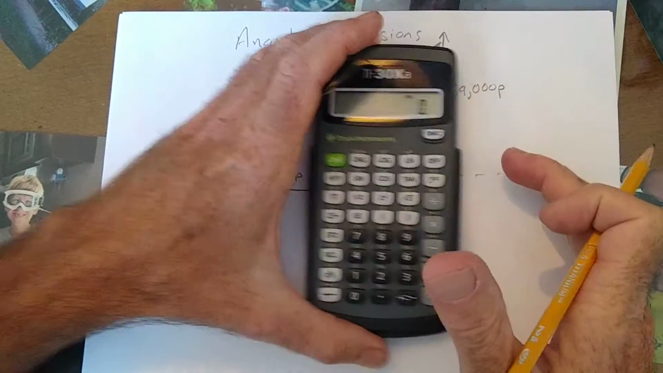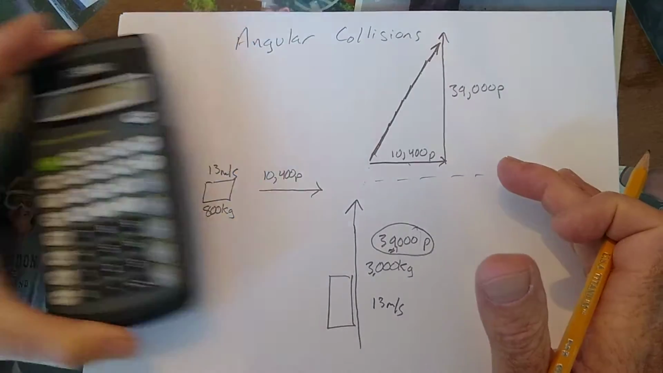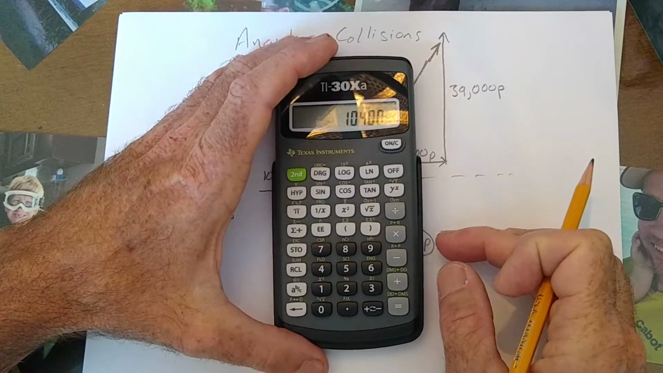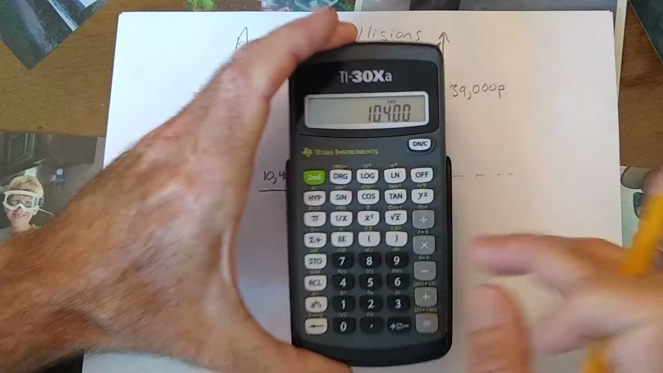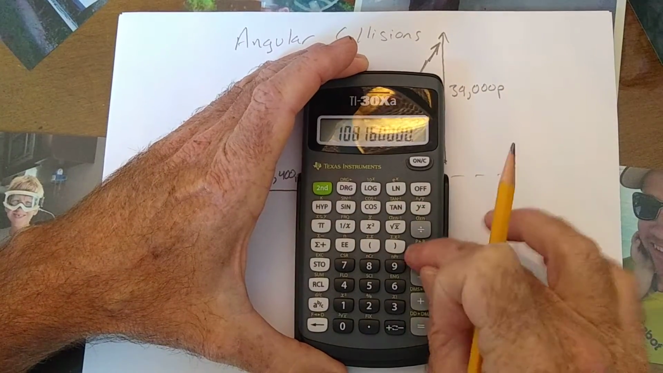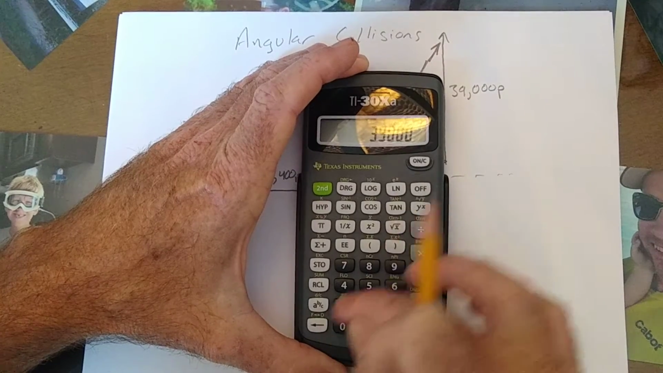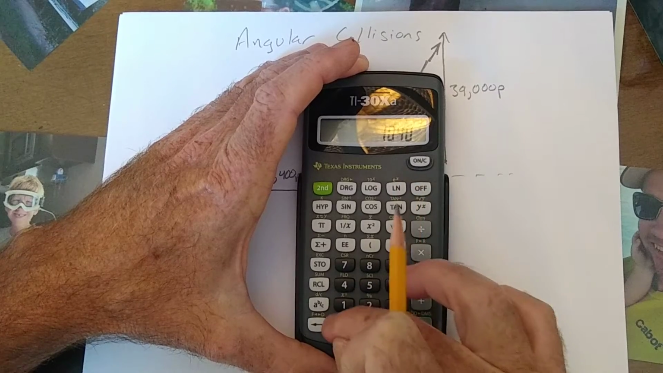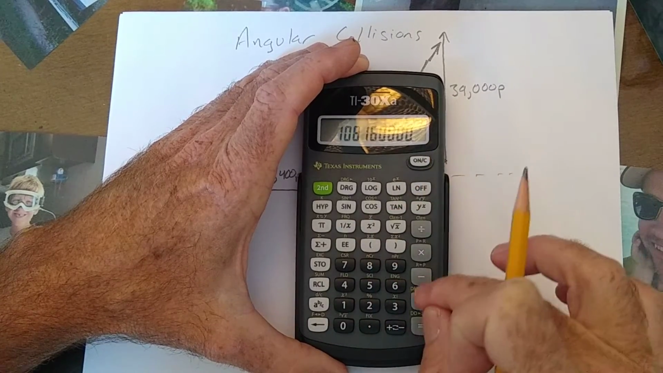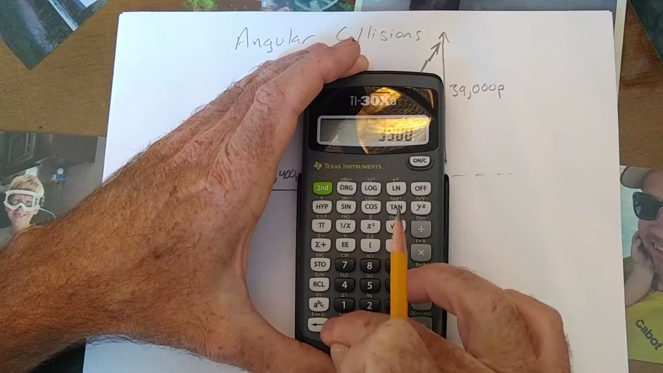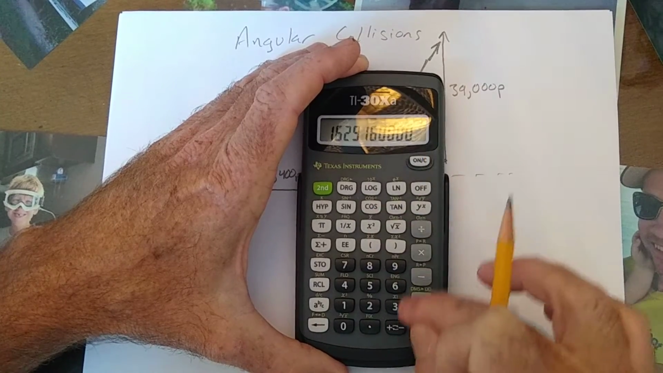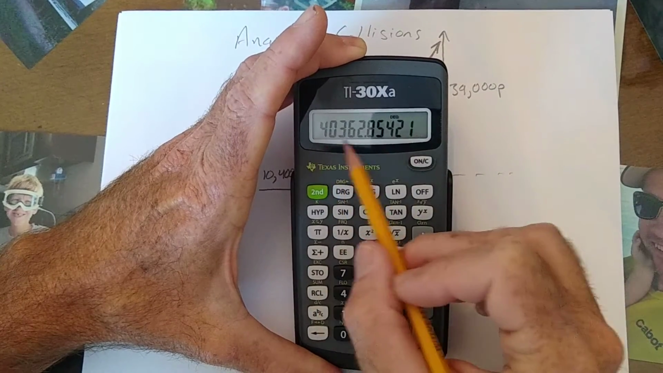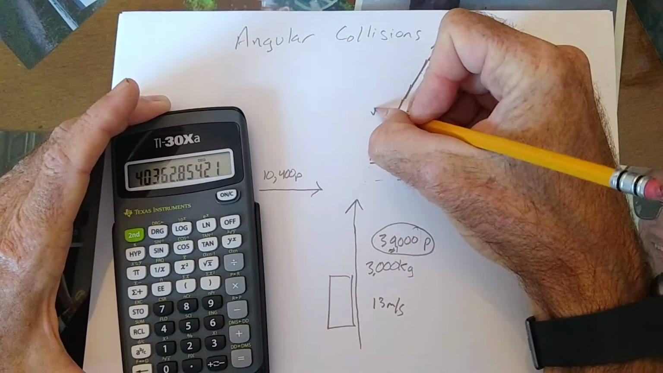I'm sorry, it's a little dark in here. I'm having a hard time hitting my calculator. 10,400 squared. I did hit the right button. Plus 39,000 squared. Good Lord. 10,400 squared plus 39,000 squared, then square root. So we're going to have 40,363 P.